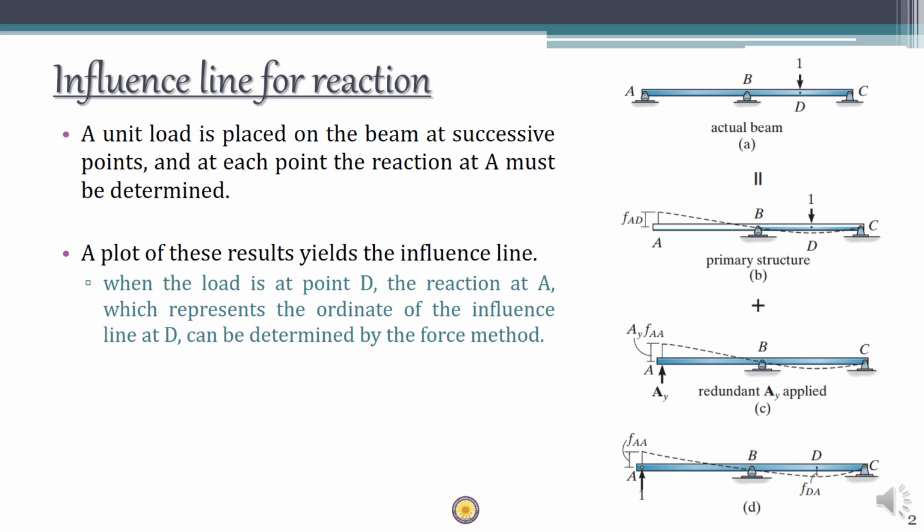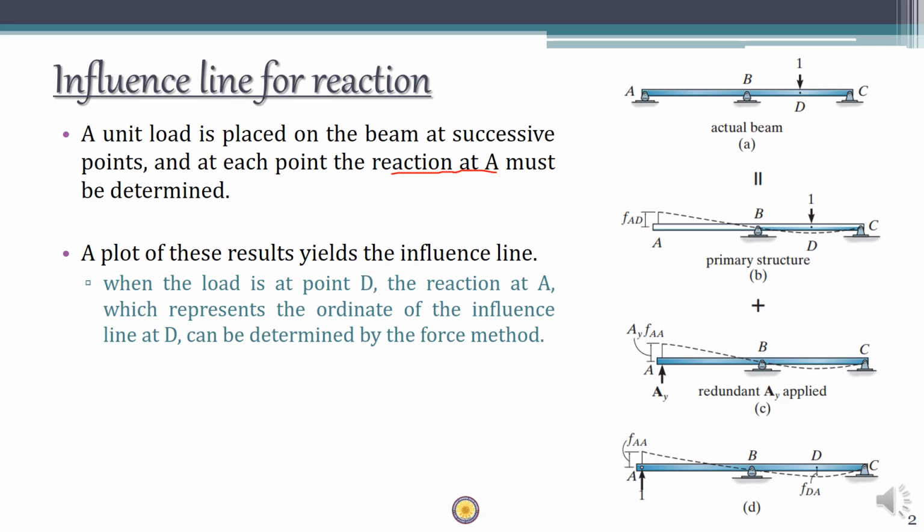So the method is basically you have to place your unit load at every possible point on the beam and compute the value of reaction at each of the points. So it is to be noted firstly that since the beam is indeterminate, we will be first drawing the ILD for the redundant reaction, right?